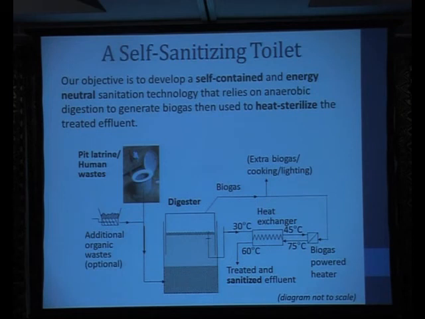And so therefore my talk is going to be separated into two parts. One part where I'm going to be talking about the anaerobic digestion of concentrated waste, and another part where I'll talk about the heat exchanger system.